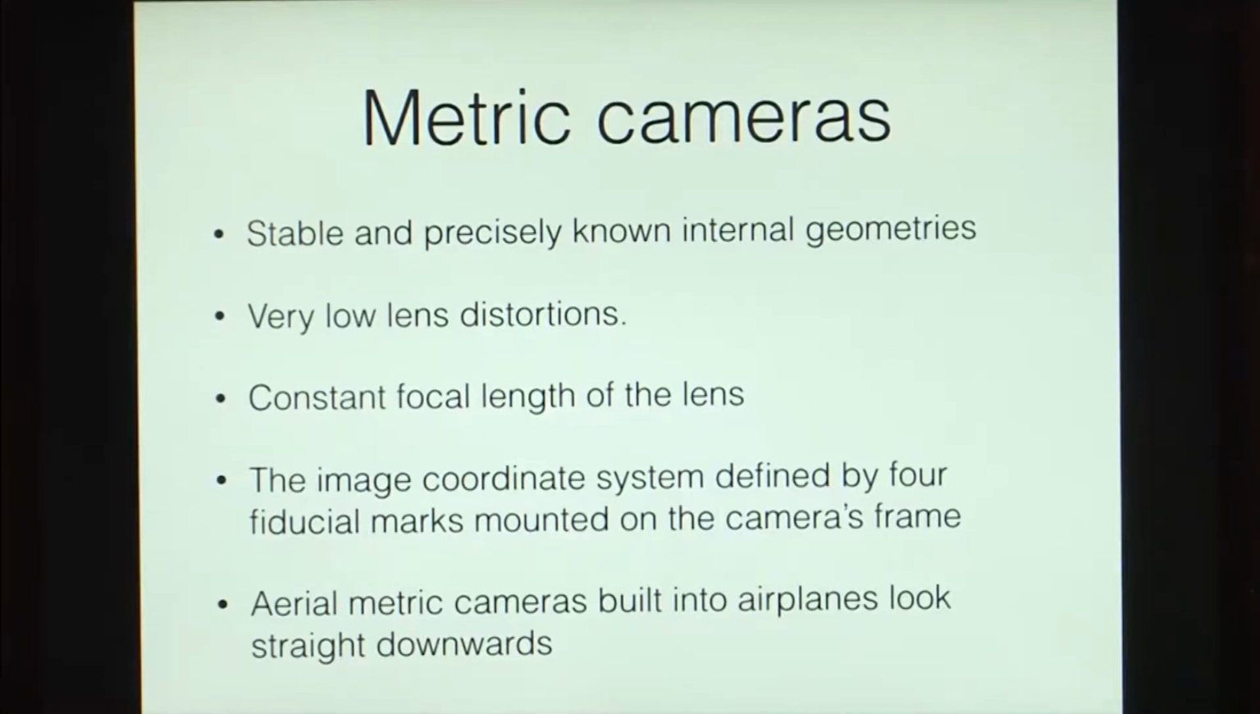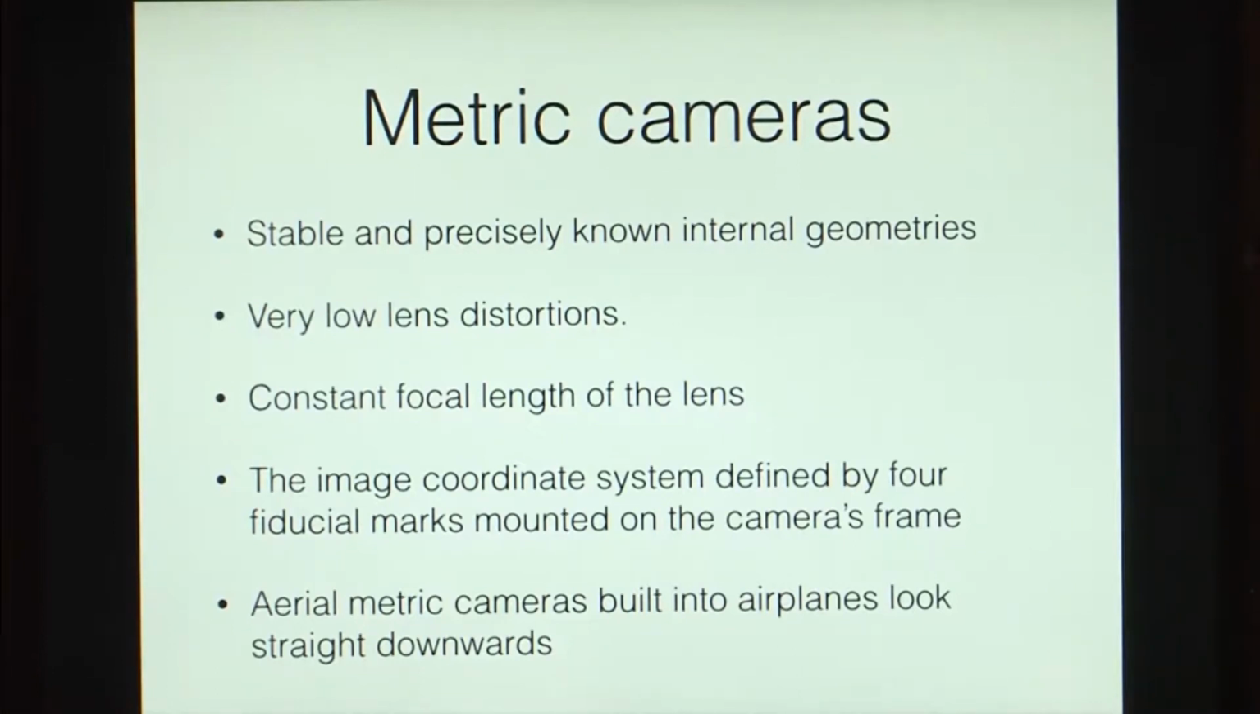So, it has very precisely known internal geometries, and these internal geometries are also very stable, which means that if you are taking this camera out in an aeroplane, these geometries are not going to vary. So, they will be very watertight. This camera would also have very little lens distortion. It would have a constant focal length of the lens. So, the focal length of the lens is also not going to vary.